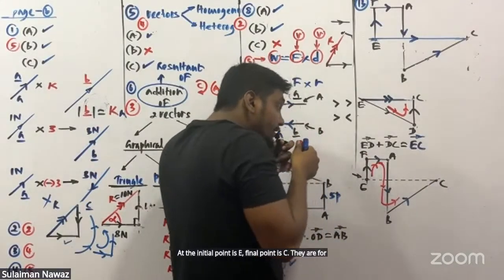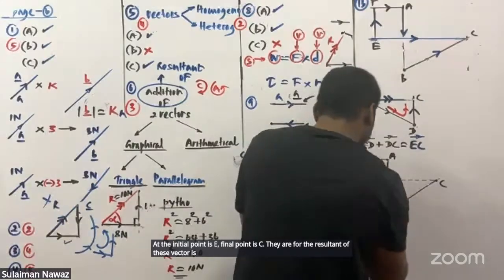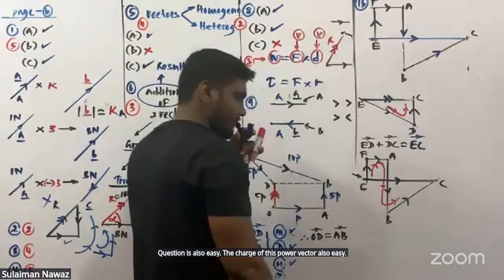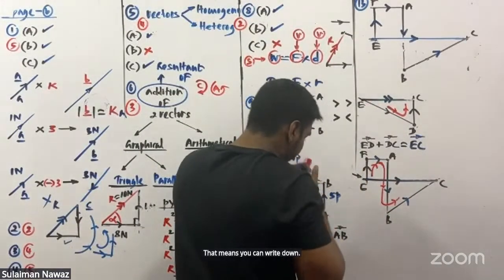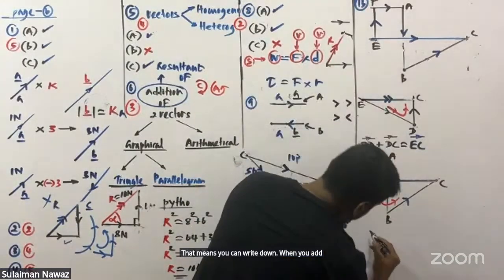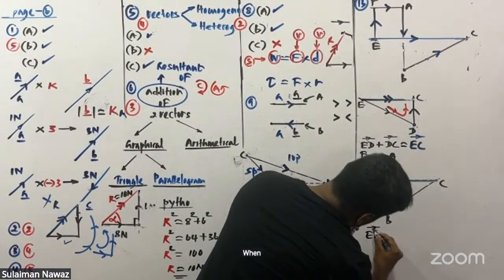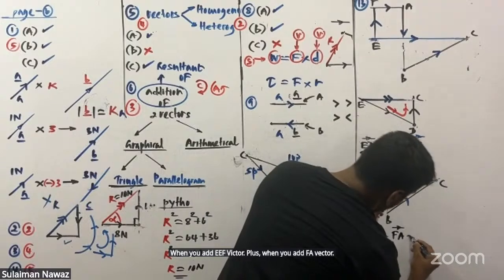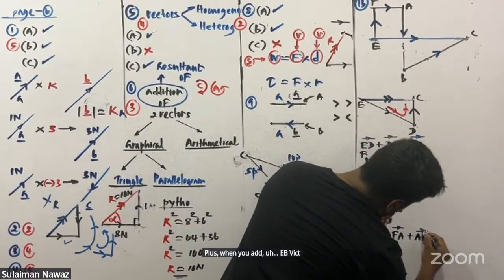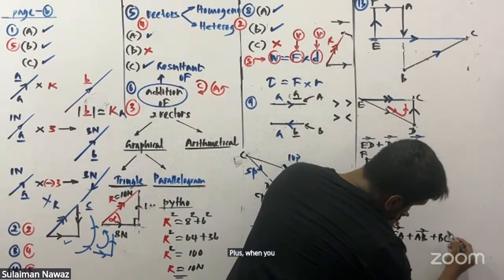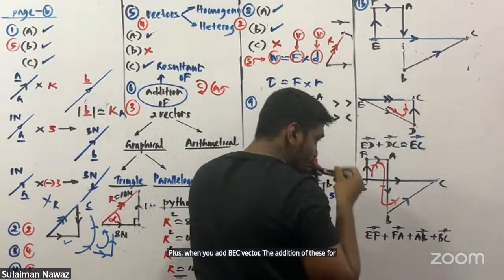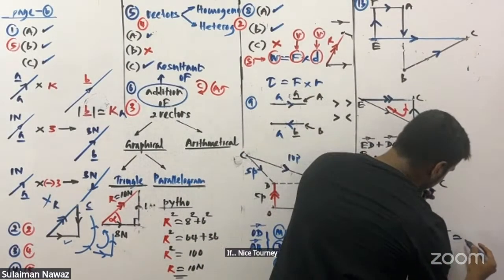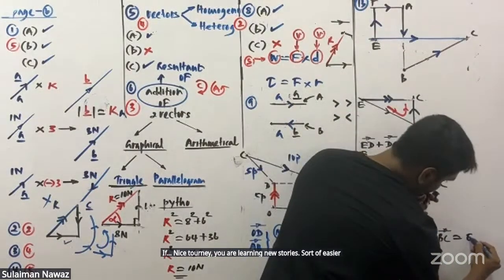Therefore, the resultant of these four vectors is easy. The question is also easy. That means you can write down, when you add EF vector plus FA vector plus AB vector plus BC vector, the addition of these four vectors. The result of these four vectors is going to be equal to EC vector.